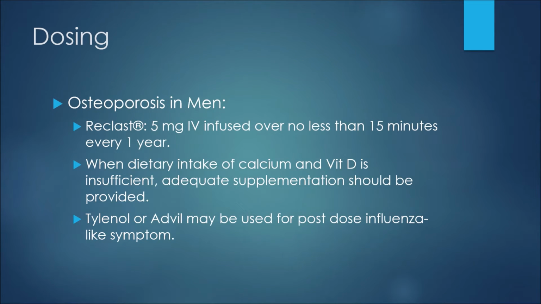Now for an example of dosing with zoledronic acid. So in the treatment of osteoporosis in men, using the brand Reclast, we may see 5 milligrams intravenously infused over no less than 15 minutes, given once a year. When dietary intake of calcium and vitamin D is insufficient, adequate supplementation should be provided to the patient. As well, the patient may have an option to use Tylenol or Advil for post-dose influenza-like symptoms.